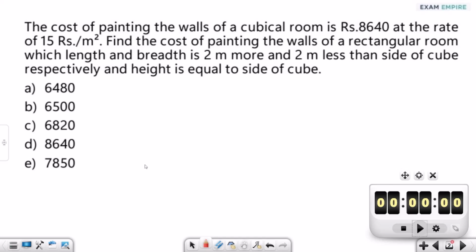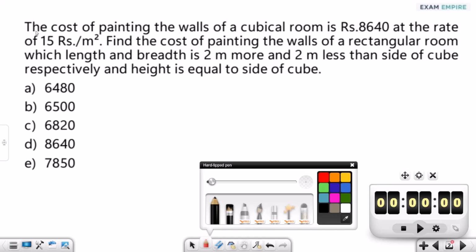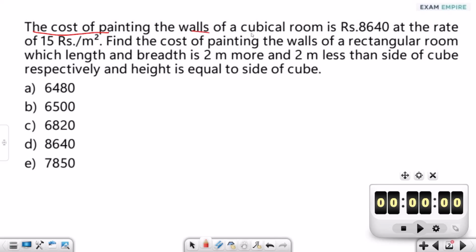So hope you would have solved this. Now let's solve this particular question. The cost of painting of a wall of a cuboidal room is 8640 at a rate of 15 rupees per meter square. So what is the total cost? 8640. And what is the price to paint per meter square? It is 15. So based on this, what will be the area of four walls?